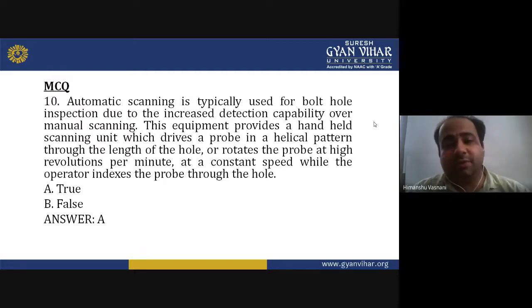Now, automatic scanning is typically used for bolt hole inspection due to increased detection capability over manual scanning. This equipment provides a handheld scanning unit which drives a probe in a helical pattern through the length of the hole, or rotates the probe at high revolutions per minute at a constant speed while the operator indexes the probe through the hole. So I think it's true in this case. The answer is true.